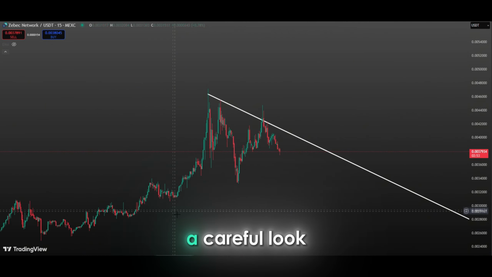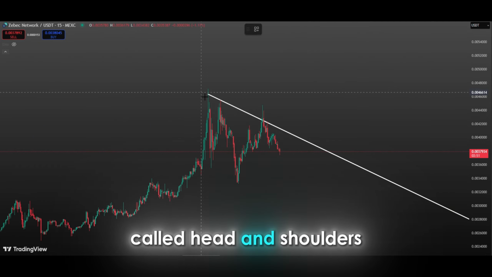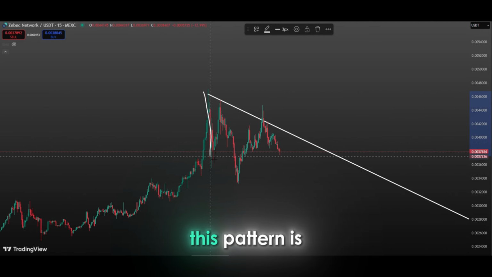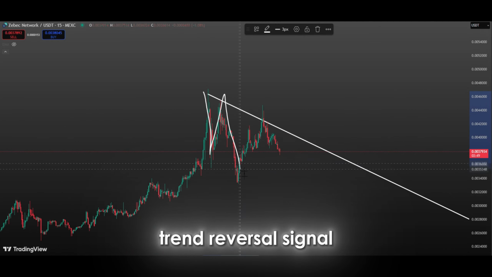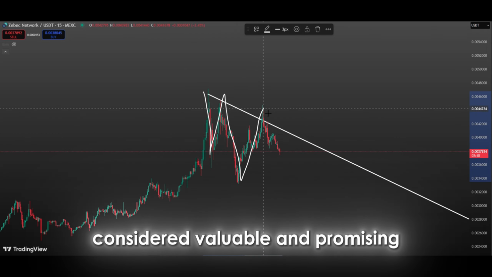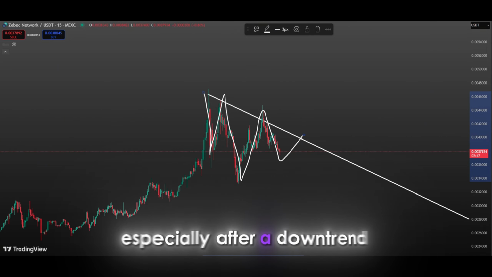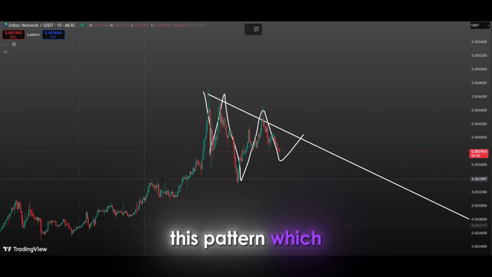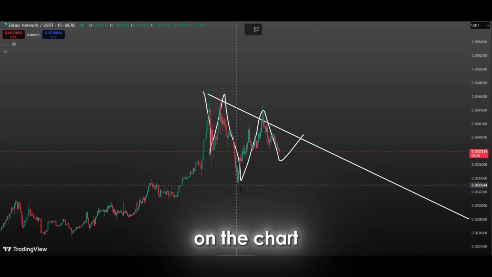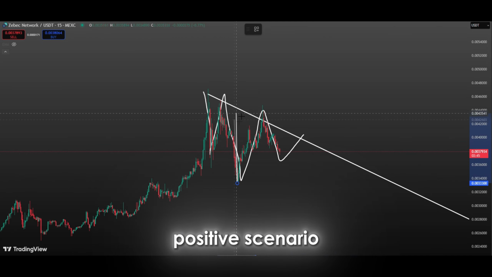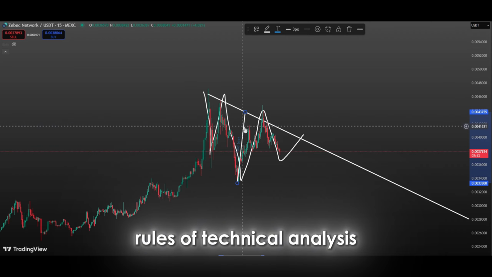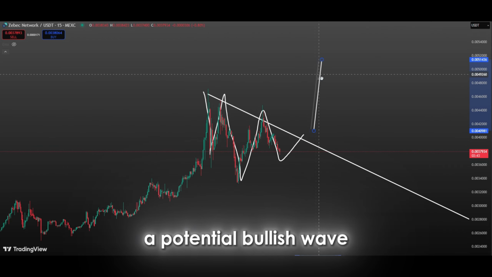Stay tuned. A careful look at the chart clearly shows that the price action is starting to form a classic and very strong technical pattern called head and shoulders. This pattern is known as a trend reversal signal in technical analysis, and it is considered valuable and promising enough to signal the beginning of a bullish trend, especially after a downtrend. This pattern, which is currently forming on the chart, is a strong basis for a positive scenario, and when evaluated according to the rules of technical analysis, it could herald a potential bullish wave.